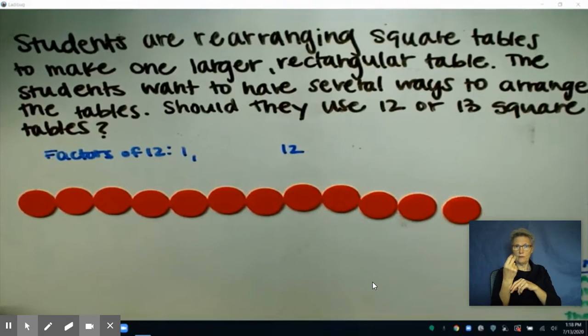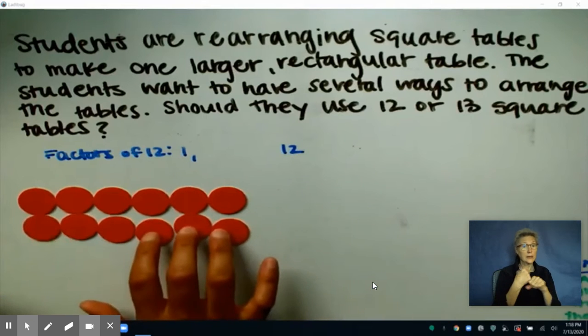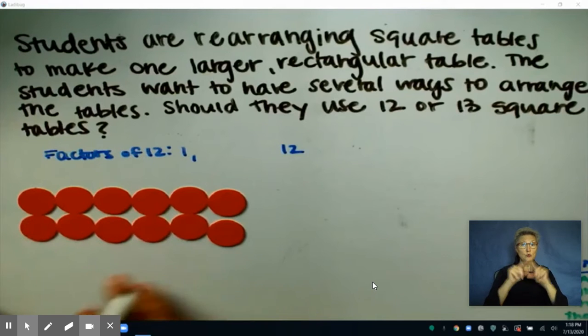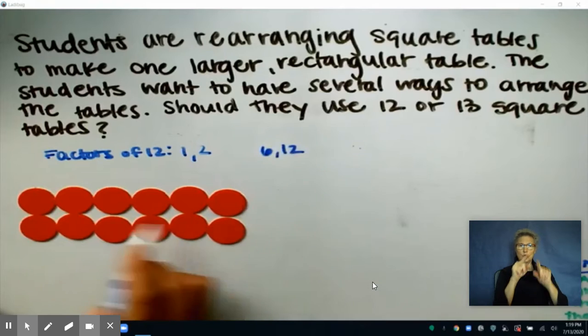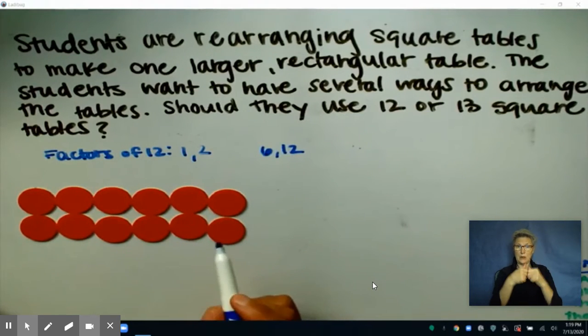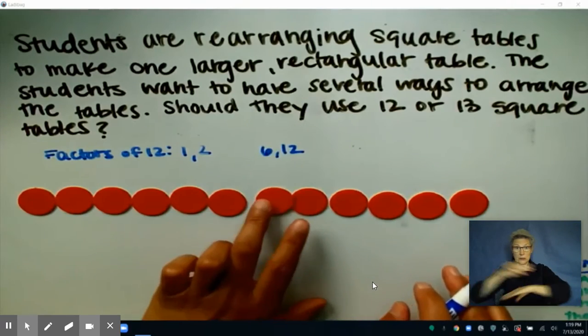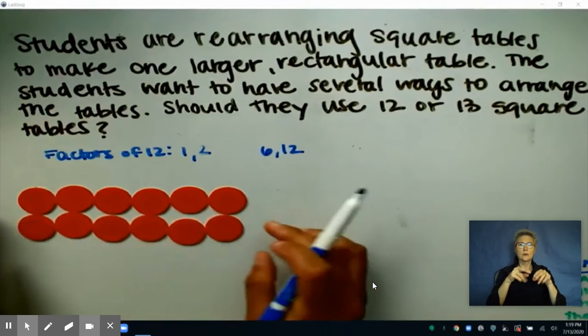Let's go ahead and split this in half and see if we're able to make 2 rows. And we see that we are able to do so. Right now I have 2 rows, and in each row I have 6. So I have 2 rows of 6. So this is another shape that my rectangular table could take, right? I could have this long rectangular table, or I could have a shorter rectangular table that's a little bit wider.